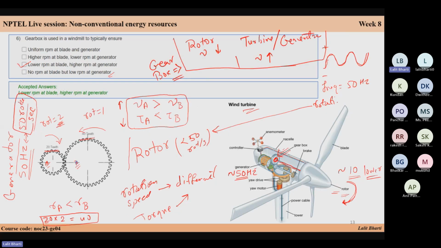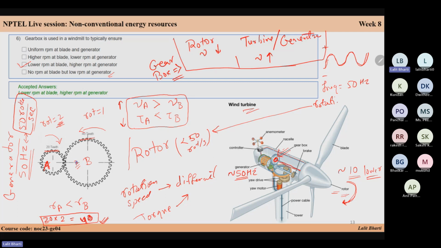Then this question is on the gearbox. So what is the gearbox used for? We know what a gearbox is. Basically, we have two gears, A and B. Their radii or diameters are different, and depending on the difference in their diameters, their rotation speed will change. Let's say you have 20 teeth in your A gear and 40 teeth in your B gear. So your gear ratio is 2 to 1. When your B gear rotates one rotation, your A gear will rotate two rotations. This is the example: 20 times 2 is equal to 40.